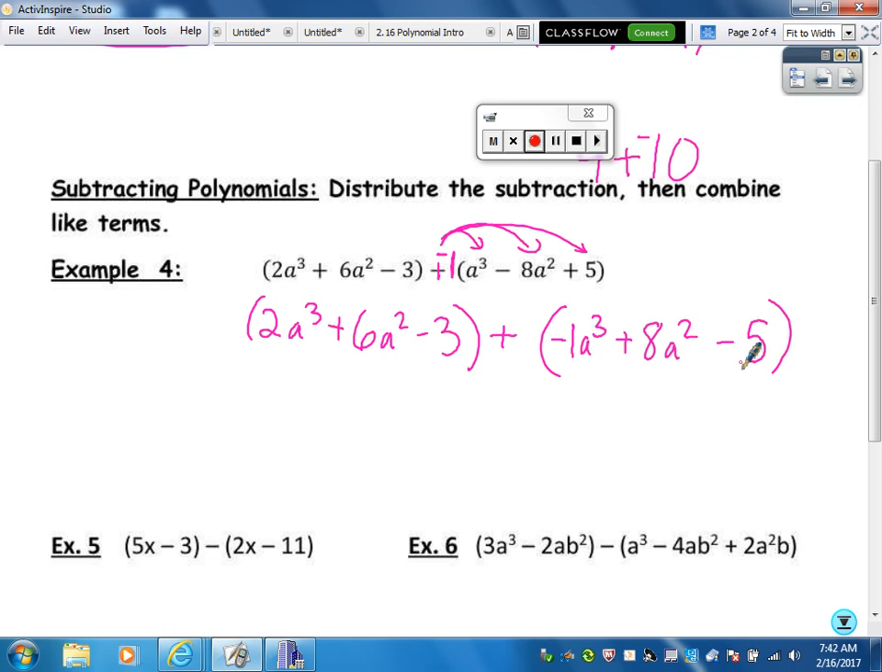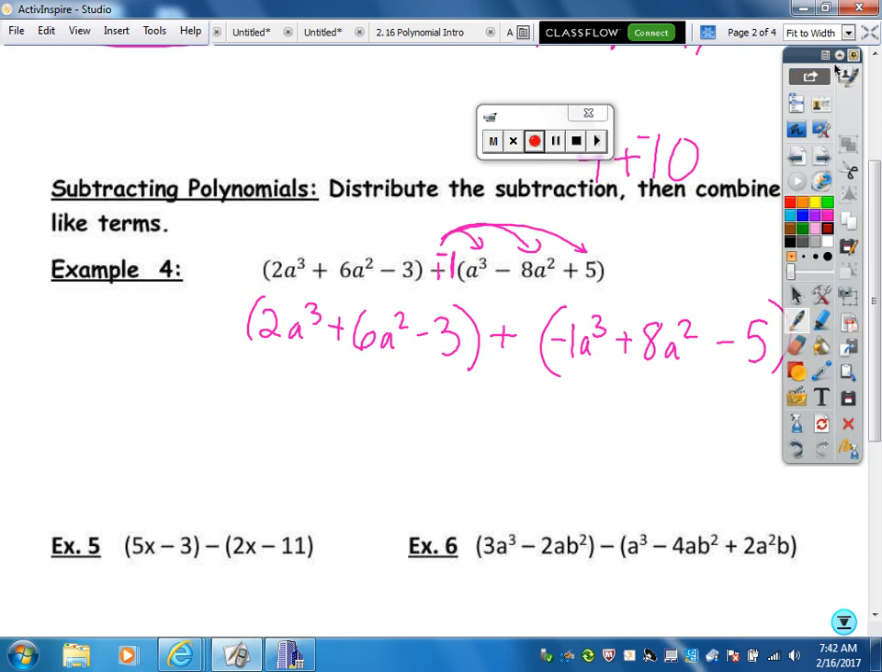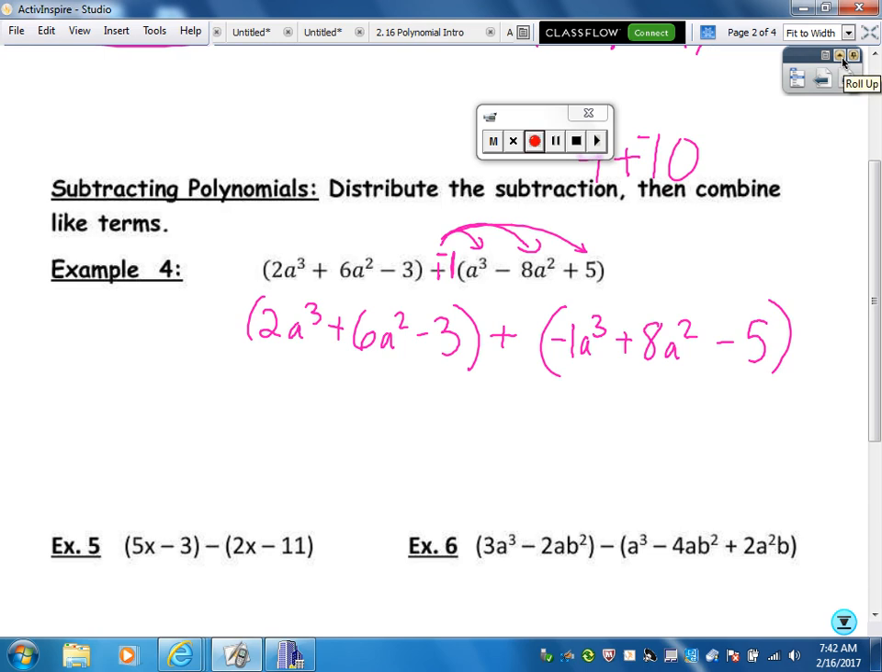Now we can go and add like terms together like it's a problem like above. So I have 2a cubed, so that is my largest exponent, so let's start there. So 2a cubed goes with a negative 1a cubed. So 2 plus a negative 1 is still 1a cubed. Ninja 1 if you want it right here. If you don't want it, don't put it.